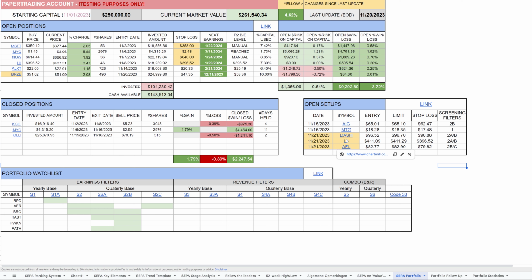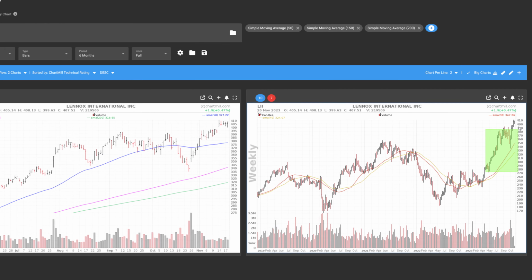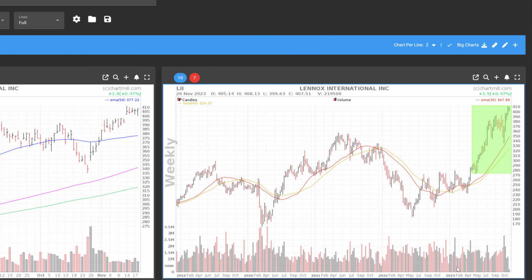3 new setups: DASH, LEE and AFL. And actually LEE is a first add-on, because LEE is already in the portfolio of the account. It is a first buy at 8th of November, 396.52. So let's have a look at the current chart. I'm going to use this drawing tool. So LEE is clearly in a stage 2 uptrend. Some big volume blocks, signs of accumulation by big institutions.